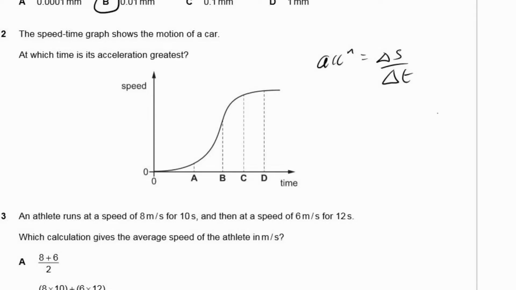Now, what we're looking for is a point on the graph where the gradient, because this is a gradient, is the biggest. So what we're looking for is a bit in the graph where the gradient is the steepest, and that's along this section here. So that is B.